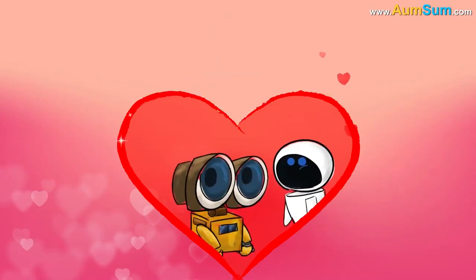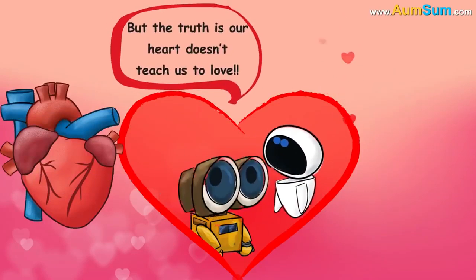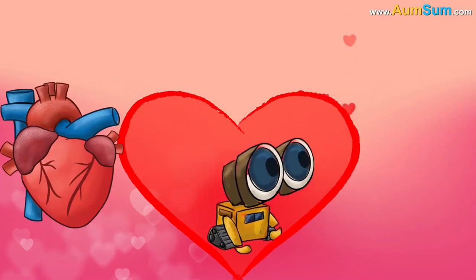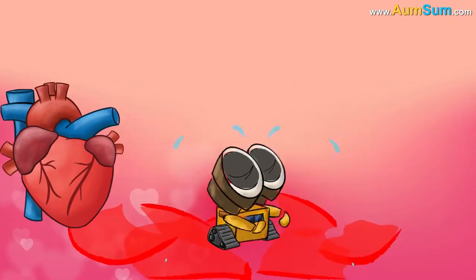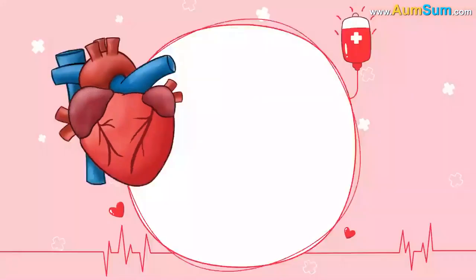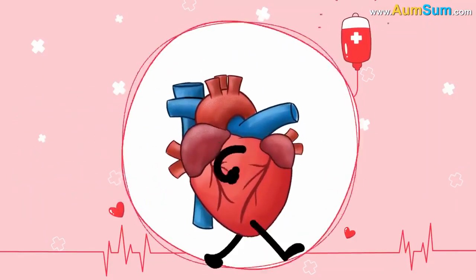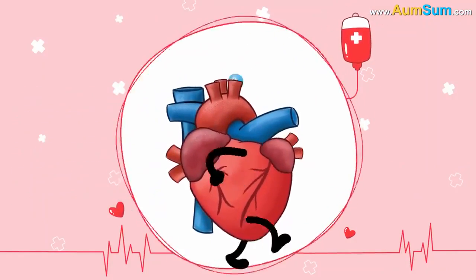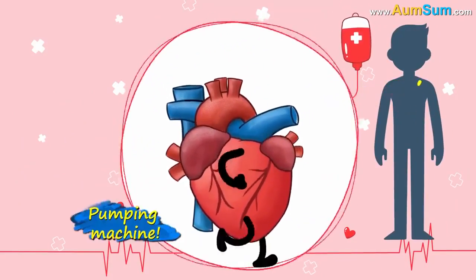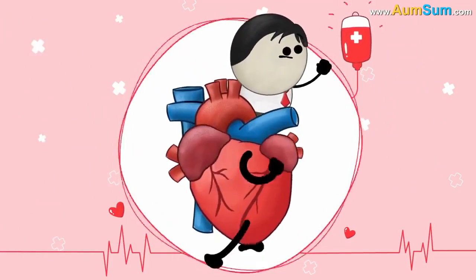Anyways, which organ is associated with love? The heart, right? It's kind of obvious. But the truth is our heart doesn't teach us to love. And most important, it doesn't break apart when somebody leaves us. Yes, it's true. Our heart, the cone-shaped organ, is actually a complete workaholic. Throughout our lifetime, it tirelessly pumps oxygen and nutrient-rich blood to all of our body parts, just like a pumping machine.